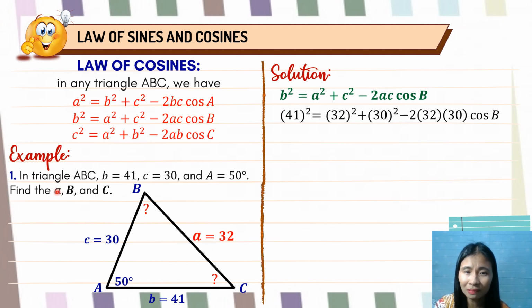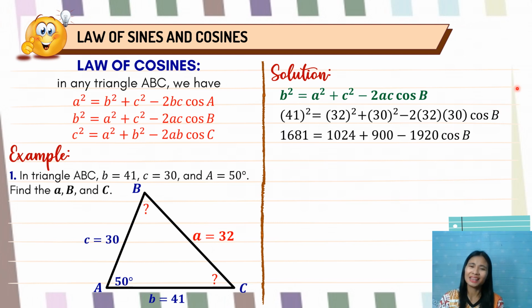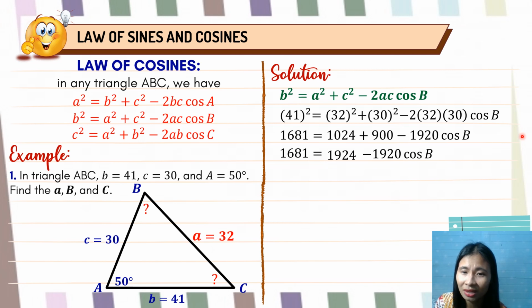And by substitution, B is 41, A is 32, C is 30. So 2 times A is 32 and C is 30 cosine B. And that is equal to 41 squared is 1,681. 32 squared is 1,024. 30 squared is 900. 2 times 32 times 30, that is 1,920 cosine B. Then combining like terms, 1,024 plus 900 is 1,924 minus 1,920 cosine B.